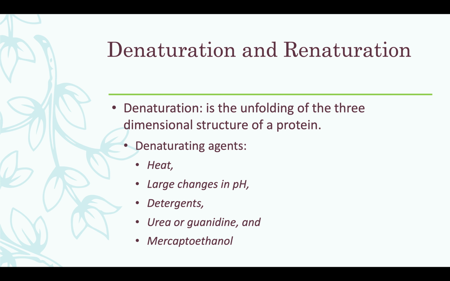Next we have extremes of pH, meaning either high or low pH. Changes in pH affect the charges on the side chains, and so the electrostatic interactions that would normally stabilize the native conformation of the protein are dramatically reduced, thereby leading to denaturation. As you go along, we'll learn that there are specific or optimal pH values at which proteins or enzymes function well. We also have here detergents.